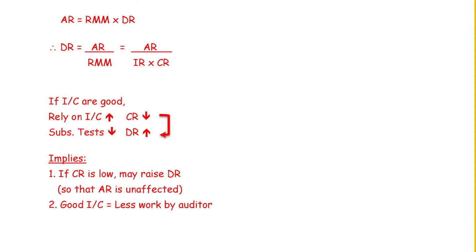Now let's talk about what happens when internal controls are bad. If internal controls are bad, the reliance on internal controls goes down. That means there's a higher risk that internal controls would miss errors. Control risk goes up. Now this means that the auditor needs to reduce detection risk. He needs to reduce the risk that he would miss a material error. So DR goes down, which means the auditor needs to work harder. So substantive tests need to go up.